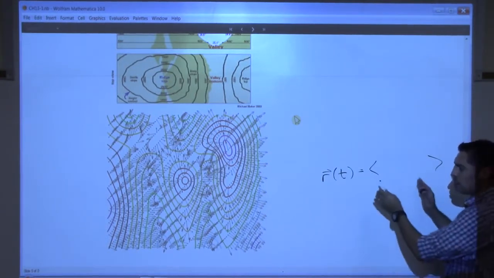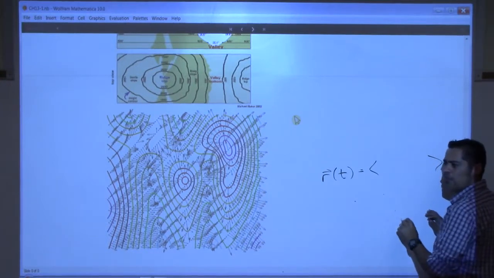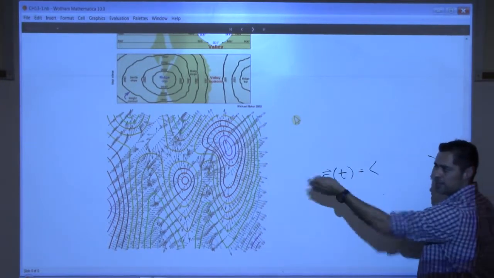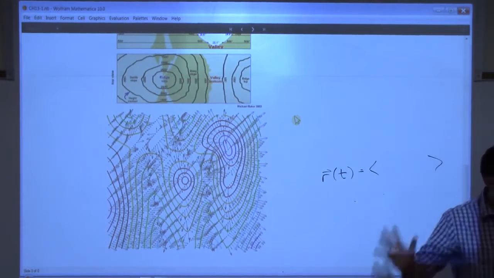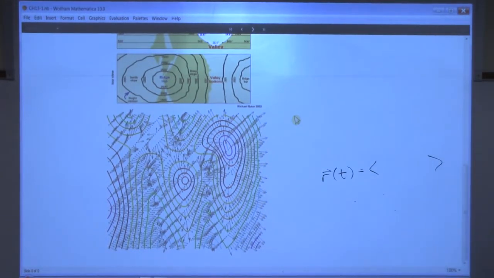This is a vector function. It only defines vectors at certain points. This vector field defines vectors at every point in the domain.